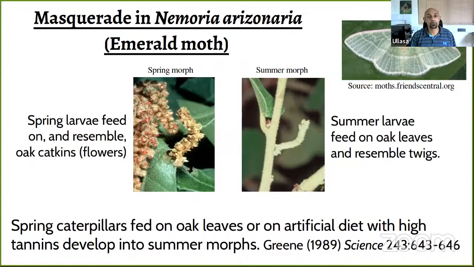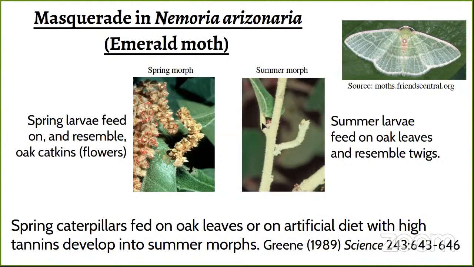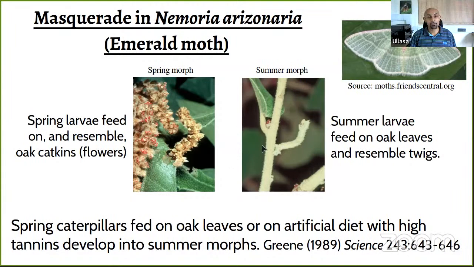So they have two broods. After the snow melts, after the temperature is warmer, during spring, you have one brood. So these caterpillars feed on oak catkins. They grow up. If they survive to adulthood, they mate, lay eggs. And by that time, it's even more warm. The catkins are not so abundant. The next generation feeds on the leaves, and then you get the summer moth caterpillar. So you have here not only an example of masquerade, but an example where the phenotype of these caterpillars are closely matched to their respective environments.